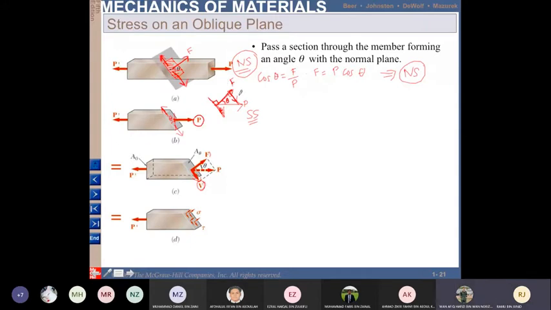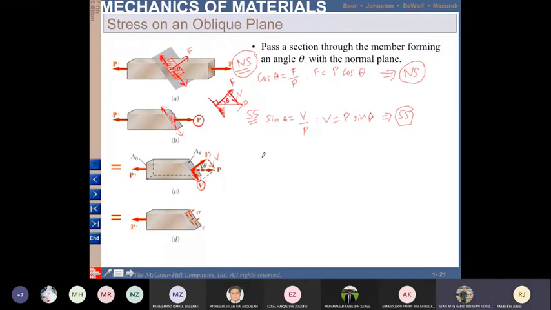So if this is V, this V is the same as V. So sin theta equals V over P. So you will get V equal to P sin theta. So this is the case for shear stress. Faham?